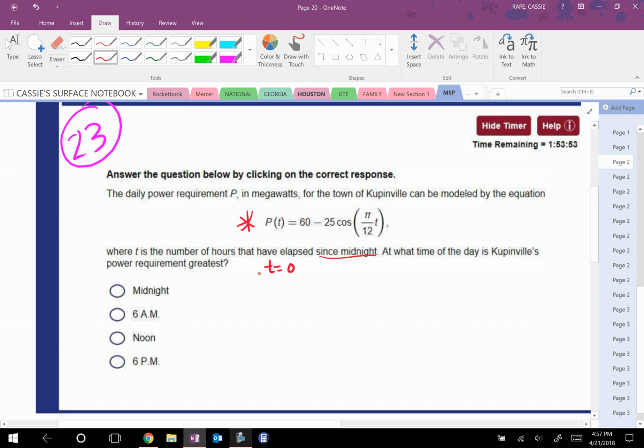So all you really need to figure out, first of all, is that T equals 0 at midnight. 6 a.m. is 6 hours later, so T equals 6 at 6 a.m. At noon, T will equal 6 more hours, so 12. And from noon to 6 p.m. is another 6 hours, so T equals 18. So these are the numbers we're most concerned with: 0, 6, 12, and 18. So what I'm going to do is pull up the calculator.